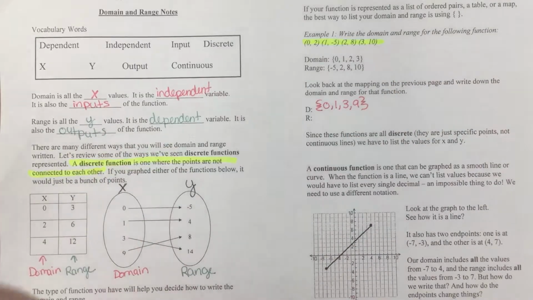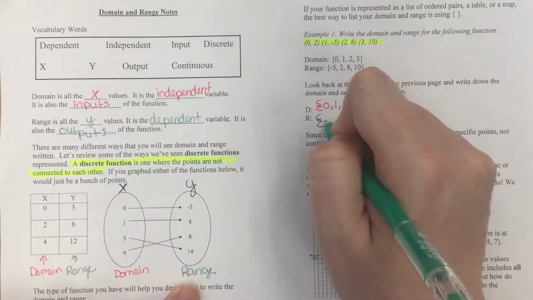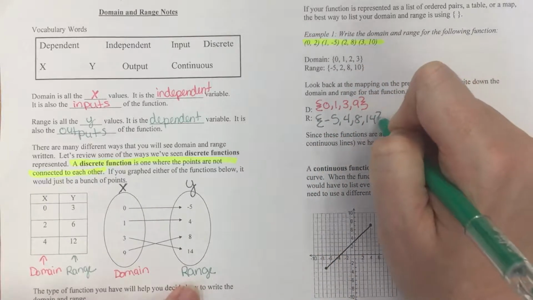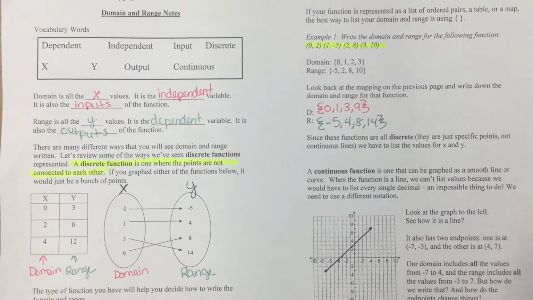So that's the domain. And then the range would be just the y values. So -5, 4, 8, and 14. So if you're dealing with discrete functions, they're really easy. All right, you just write down the x's and write down the y's and you move on with your life. That's all you got to do.